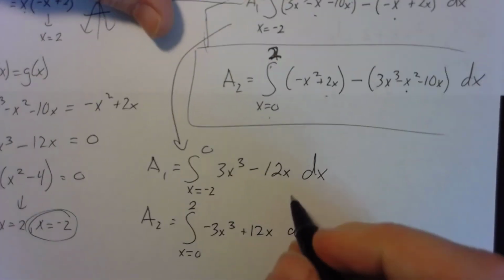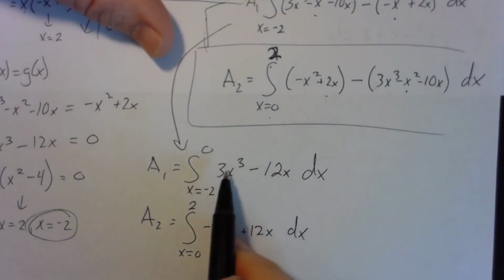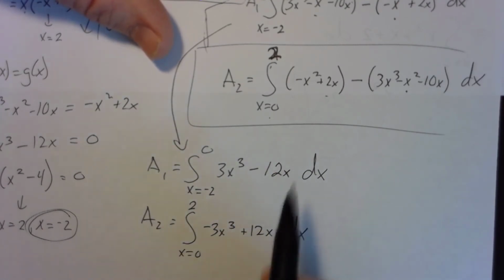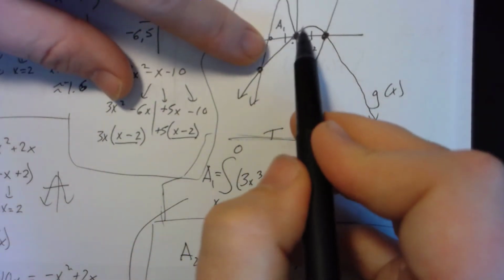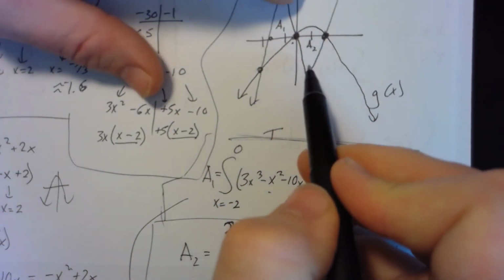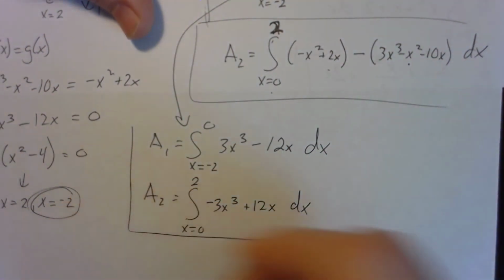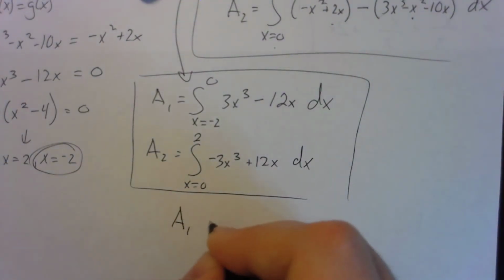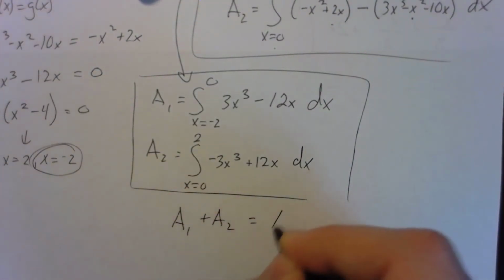You'll notice something about these two cases. This one here is 3x cubed minus 12x, and this one here is negative 3x cubed plus 12x. They are negatives of each other, and then there is something to say about the fact that these two functions are the exact same function where I've swapped them and technically negated them. So those two areas, once you've evaluated those integrals and you've added them up, will be the answer to this problem.